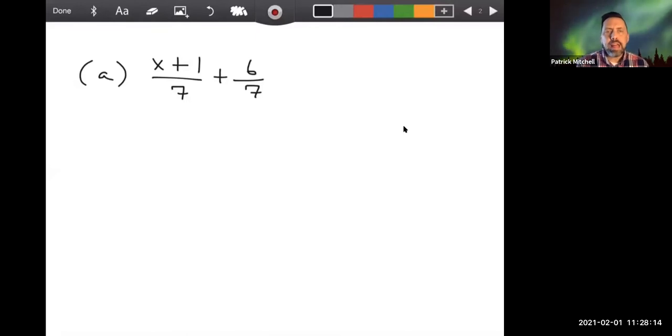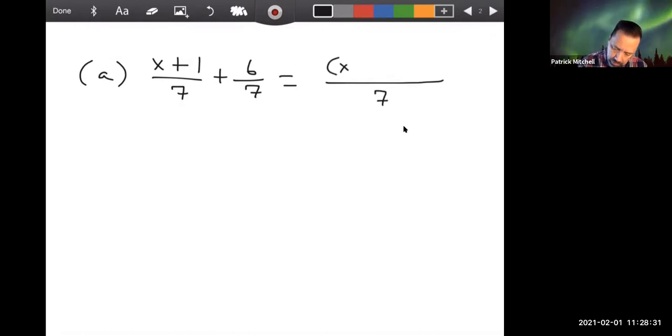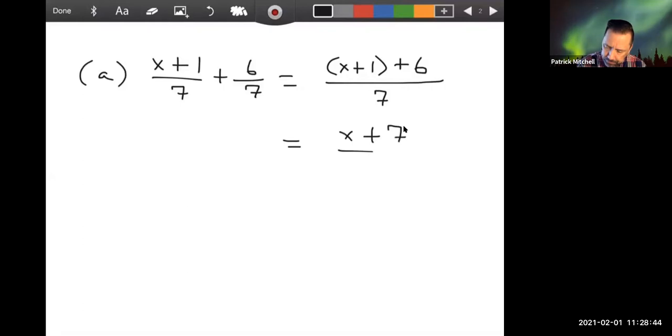Okay, so first example, x plus 1 over 7 plus 6 over 7. So this really isn't any harder than 7/12 plus 1/12. Just keep your denominator, which is 7, and add your numerators. I'm going to show an extra step here that you really don't have to show. Of course, x plus 1 and then add 6 just comes out to x plus 7. Now here's my question for you.